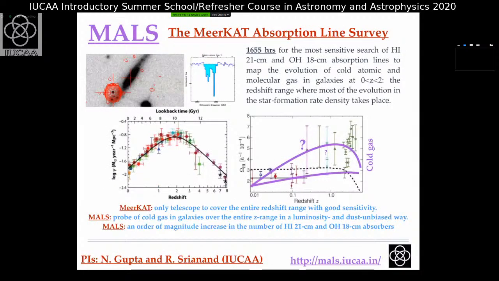We have a large survey to be carried out with MeerKAT, called the MeerKAT Absorption Line Survey. The total time that we can provide to this survey is close to 1700 hours, so that's a huge amount of time. The main objective of this survey is to study the evolution of cold gas in galaxies, and there's a whole range of science cases that it will do. You can look at more details using http://maths.iucaa.in.